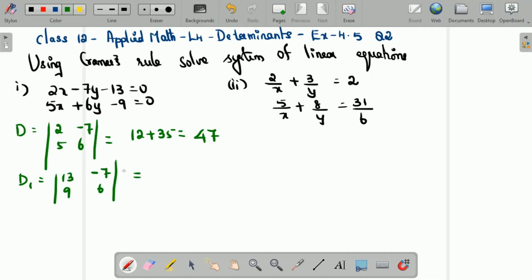So D1 value is going to be 13 into 6, which is 78. Minus of minus is plus. So 9 sevens are 63. So if you add up, this is 141.